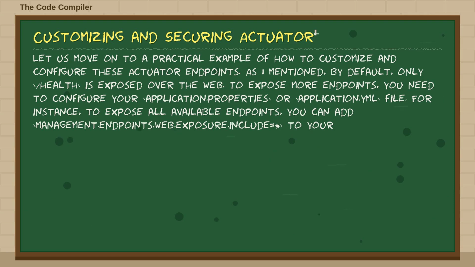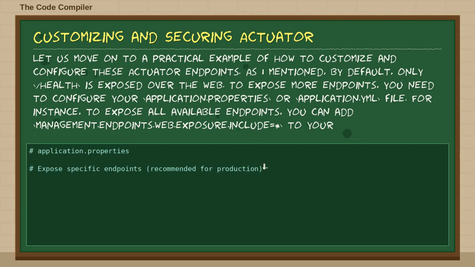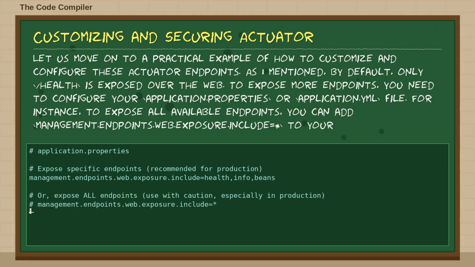A better approach is to explicitly list the endpoints you want to expose. For example, management.endpoints.web.exposure.include = health, info, beans. We can also add custom information to the actuator info endpoint by adding properties like info.app.name = myAwesomeApp, and info.app.version = 1.0.0 to our application.properties. This allows you to tailor the information Actuator provides exactly to your needs, giving you more control over what is visible.